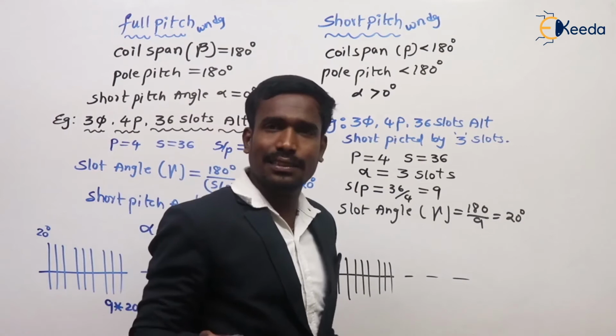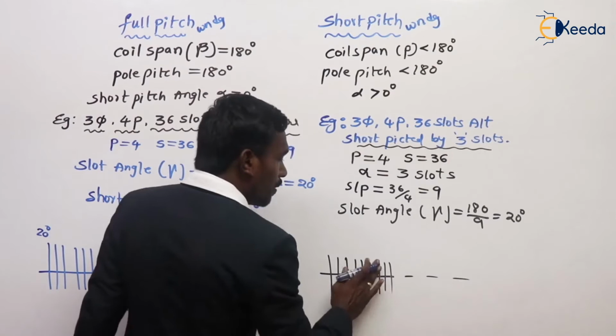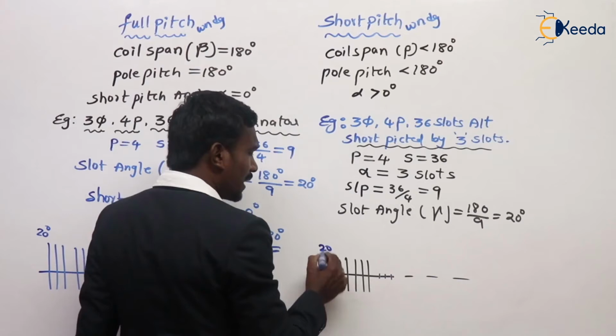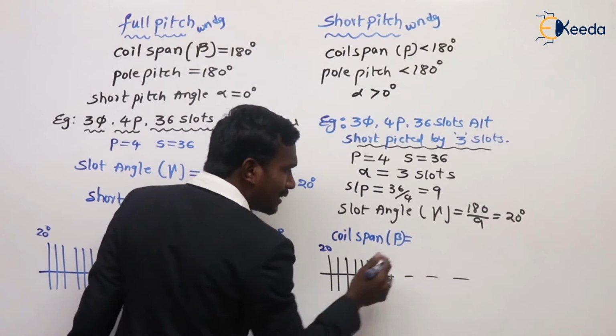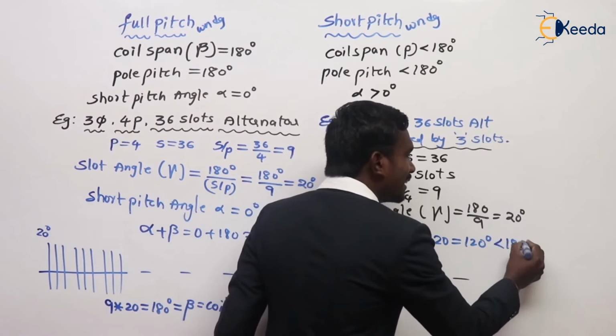But short pitched by 3 slots, what have they given? I am going to short pitch my machine by 3 slots. These 3 slots are not there. What is each angle? Each slot is 20 degrees. Now what is the coil span? The coil span beta is equal to, how many are there? 6 slots, each of 20 degrees. Finally, the total angle is 120 degrees, which is less than 180, which is called short pitch winding.